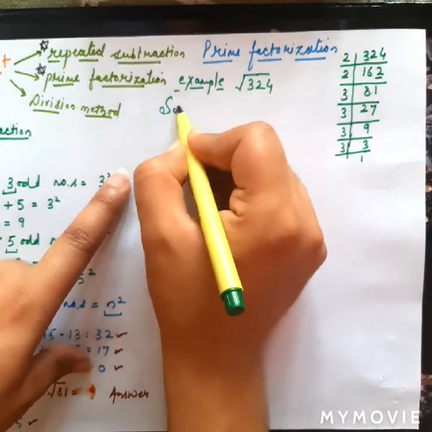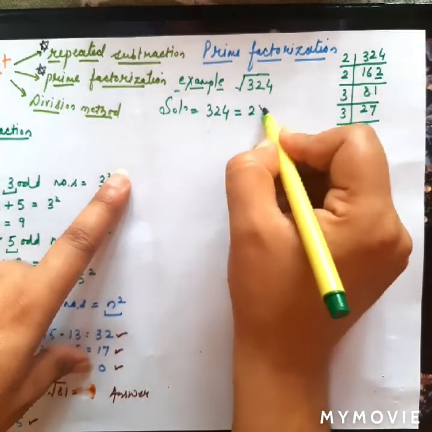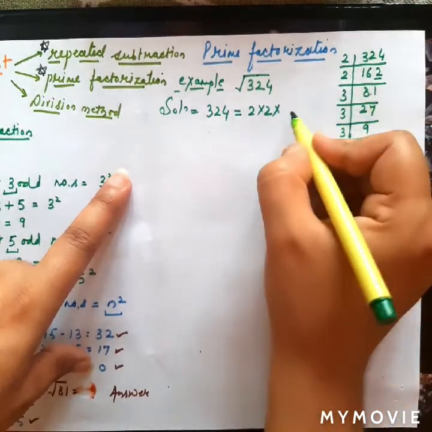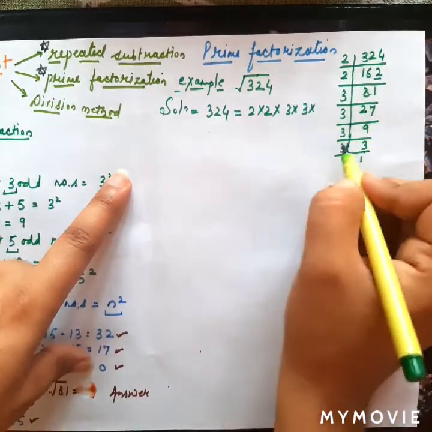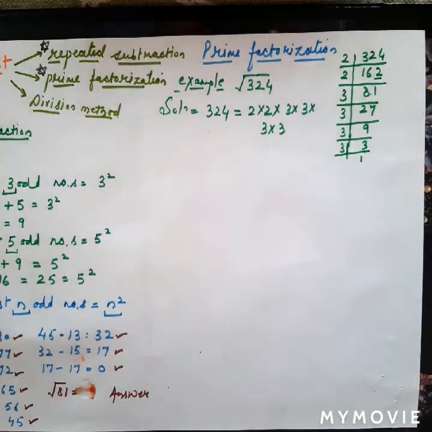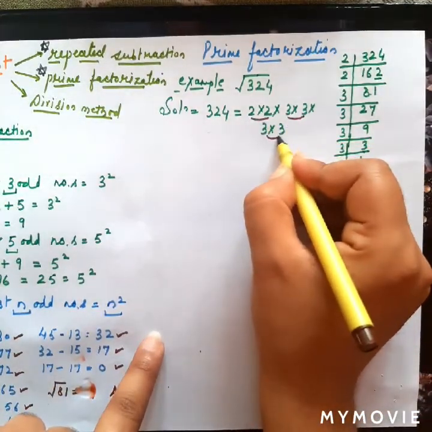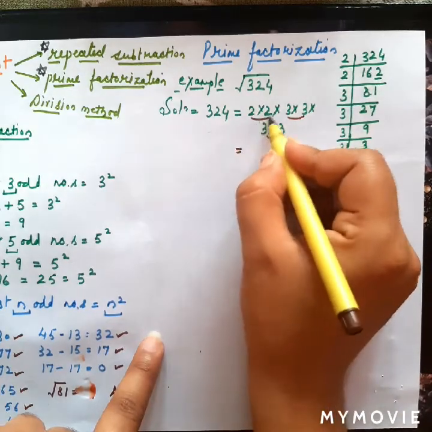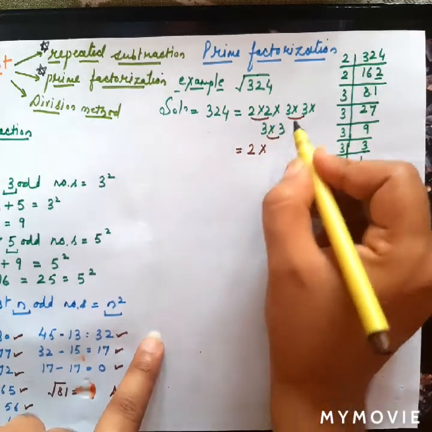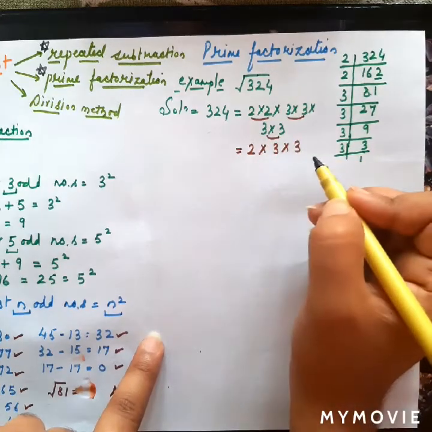So 324 can be written as 2 cross 2, 3 cross 3, then again 3 cross 3. So what we find here is this number can be written in pairs. So one pair, second pair, third pair. So what we do is for one pair we will write a single number, for the second pair we will write that number, and for the third pair we will write 3.